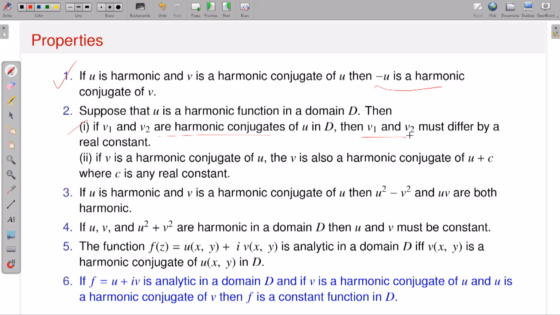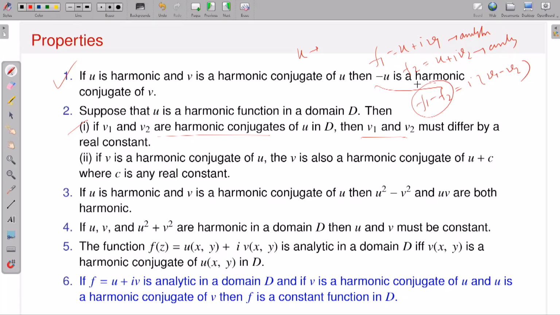So what we have to do is start with the harmonic function u. Assume that v1 is a harmonic conjugate. That means u plus i v1 is analytic, right? That is by the definition of harmonic conjugate. And suppose v2 is another harmonic conjugate of u. Therefore you have another function, say f2, so that u plus i v2 is also analytic. So you have two analytic functions. Then I have to show that v1 and v2 differ by a real constant. Then what do I have to do? Again consider f1 minus f2, which is exactly equal to i times v1 minus v2. Okay, so now look at the left hand side.